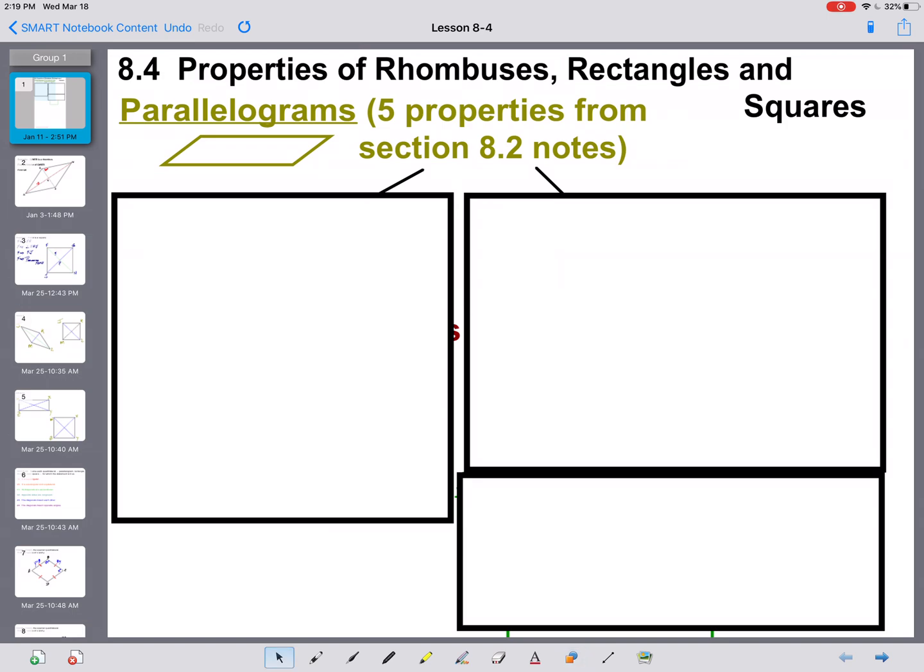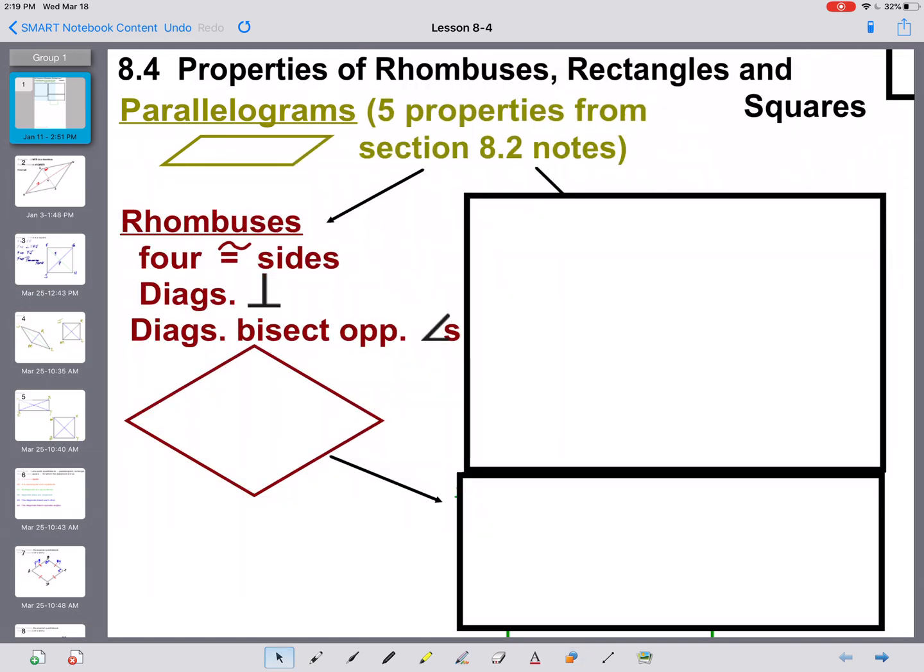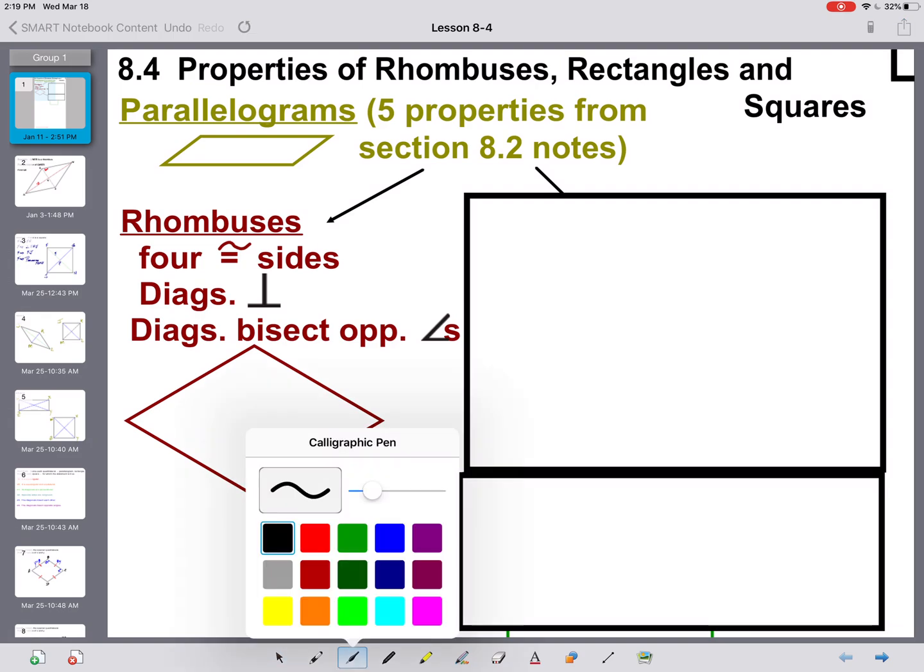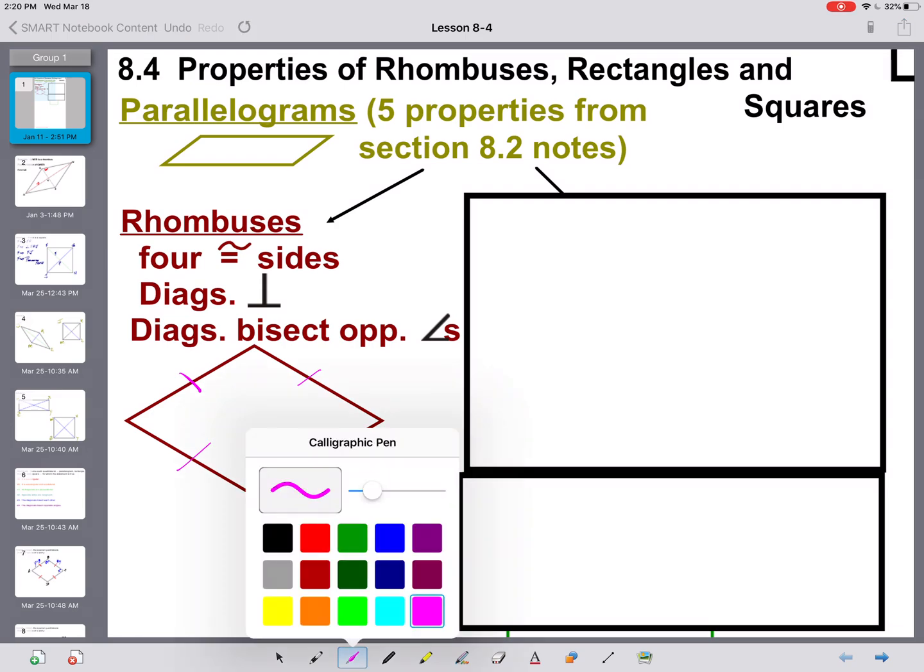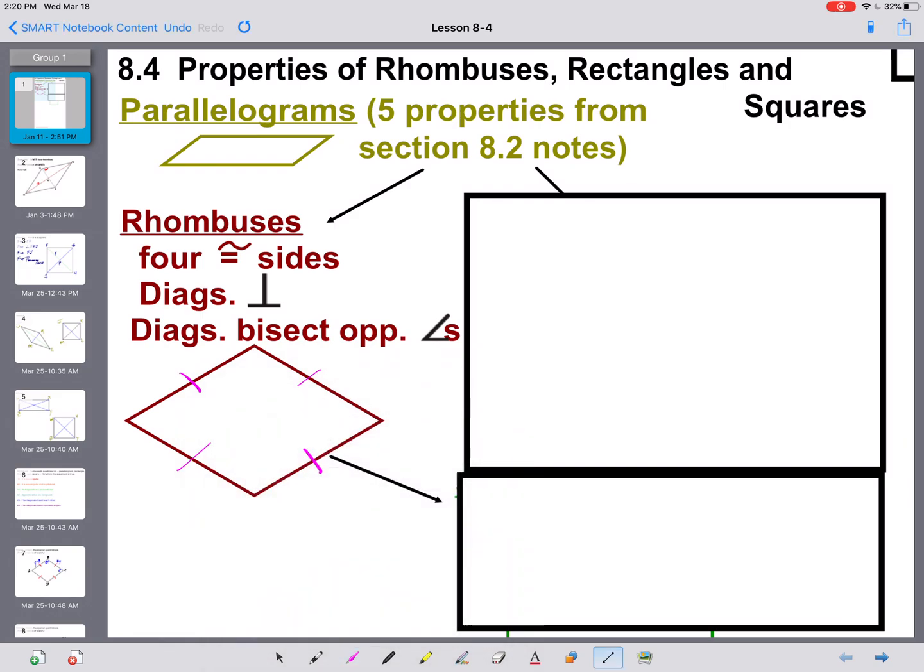Now let's look at a special parallelogram. It's the rhombus. It's got all 5 of those properties, plus, in addition, it has 3 additional properties. The first one you might remember is that all 4 sides are congruent, the same in a rhombus. Also, the diagonals are perpendicular.